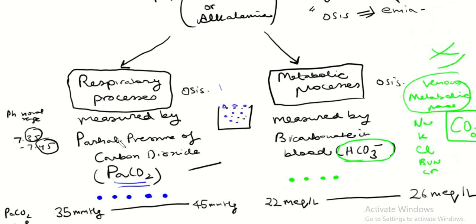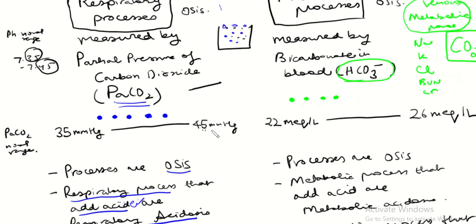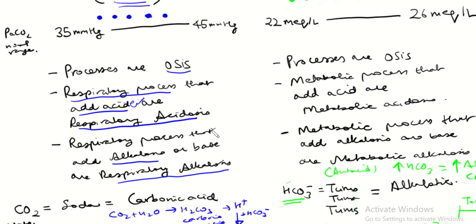Okay. Respiratory. When you think about respiratory processes, look at PaCO2. Normal PaCO2, 35 to 45. More CO2 means more acid. Less CO2 means less acid because CO2 equals carbonic acid equals soda. Okay? And if CO2 is more, acid is more, pH is, remember, lesser the pH, more is the acid. More is the acid, lesser is going to be the pH. Good?